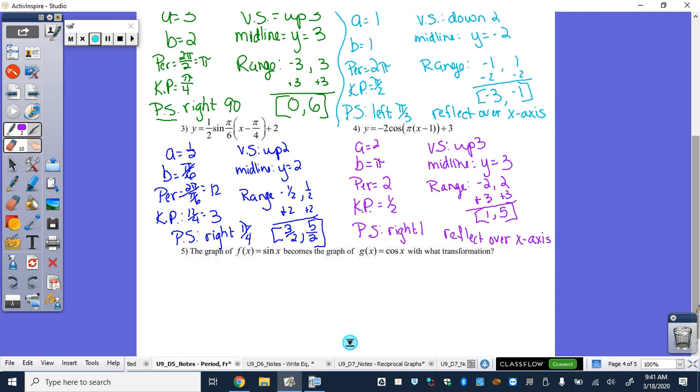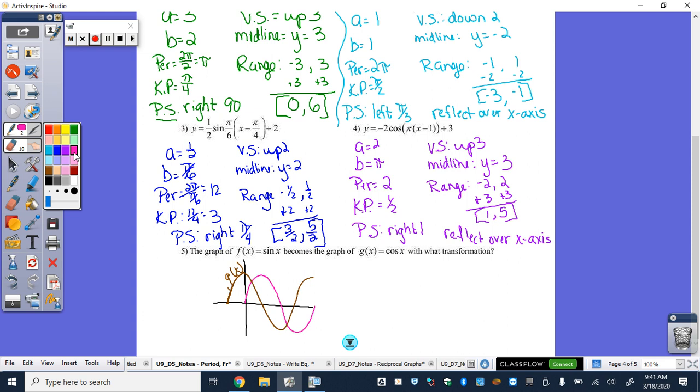So the graph of f of x equals sine x becomes the graph of g of x equals cosine x with what transformation? So, let's take a look at this. Here is y equals sine x. Let me pick a different color. That one will be good. So here is cosine x, but if I continue my cosine x, g of x, so we don't get confused here, let me label that. Pink is f of x. Good. So g of x.